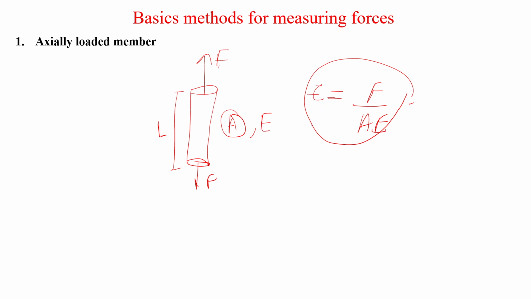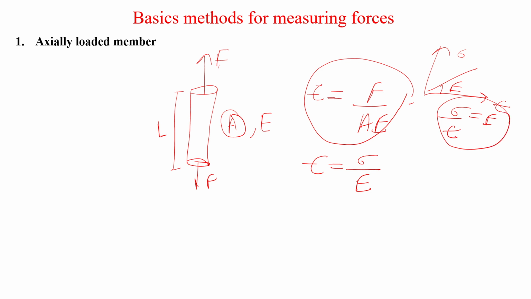We can also prove this. What is strain? Strain is stress upon E. From the stress-strain curve we know stress upon strain is E. So from here the strain is stress upon E, and what is stress? Force upon area, so F upon AE. So the formula of strain is F upon AE.